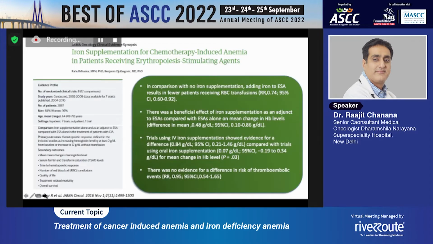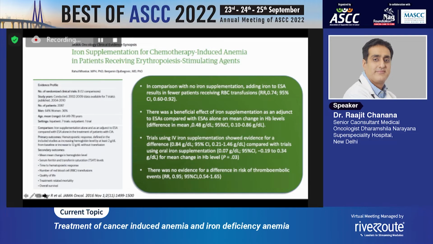So there is some data that suggests that iron therapy can be helpful and can lead to an increase in HB levels. In this slide, you can see that this was published in JAMA Oncology. In comparison with no iron supplementation, adding iron to ESA results in fewer patients receiving blood transfusion.